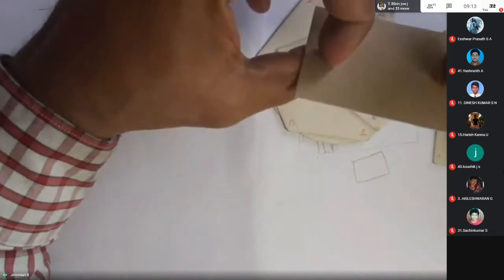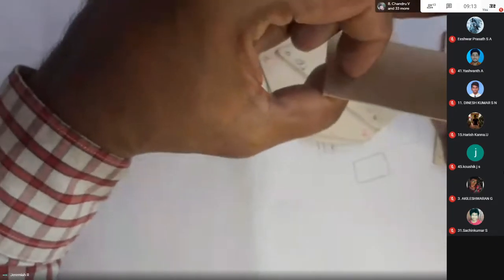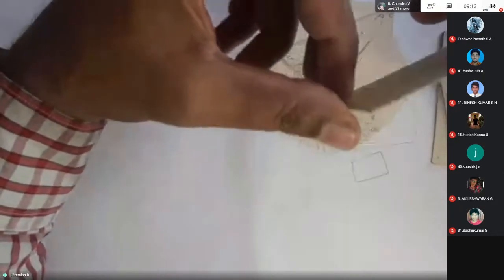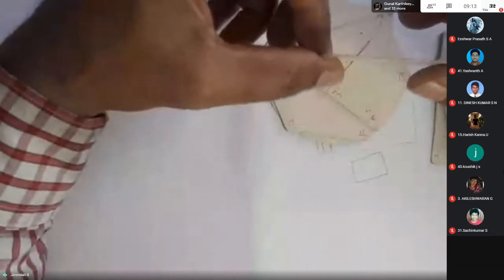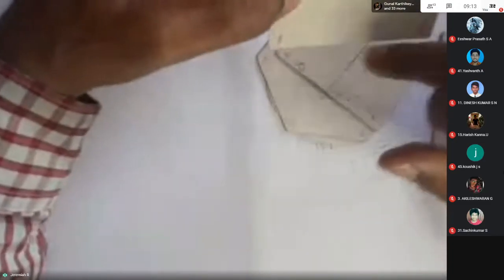You have to consider the thickness is 0. It has length and breadth. In some cases we have only the perimeter, in some cases you have only the radius, or you have a diameter alone.